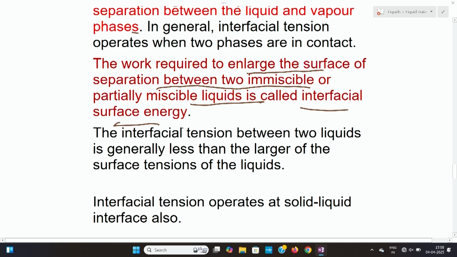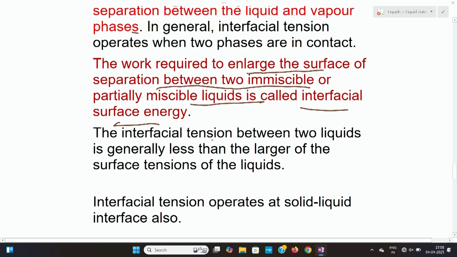We can clearly identify the two liquids, that is called immiscible liquids, or partially miscible liquids, where again we can identify the two liquids between them. That is called immiscible or partially miscible liquids. Interfacial surface energy is the work required to enlarge the surface of separation between two immiscible or partially miscible liquids.